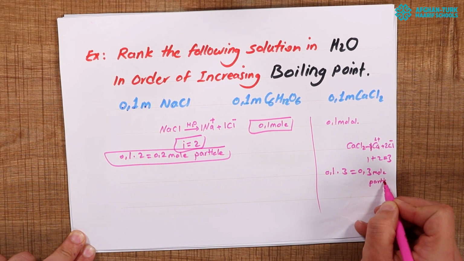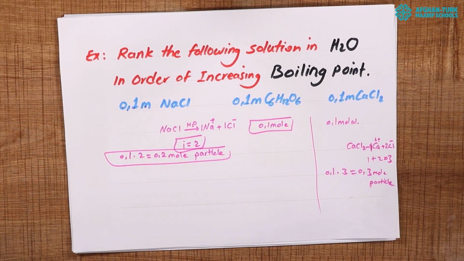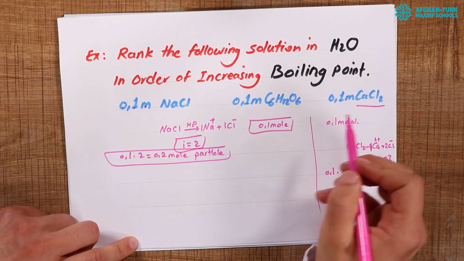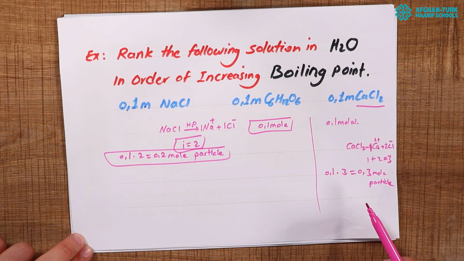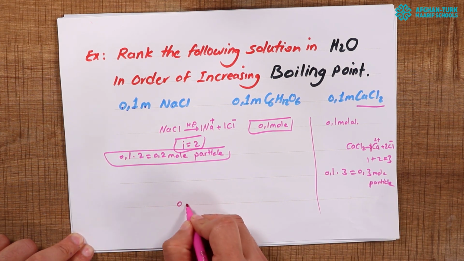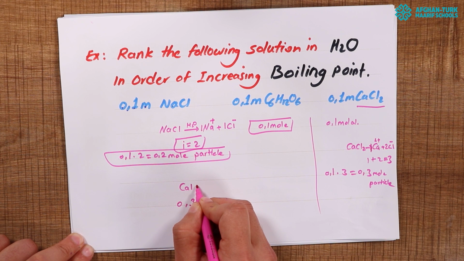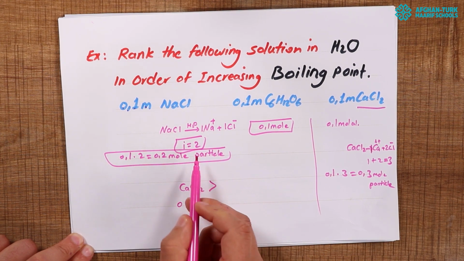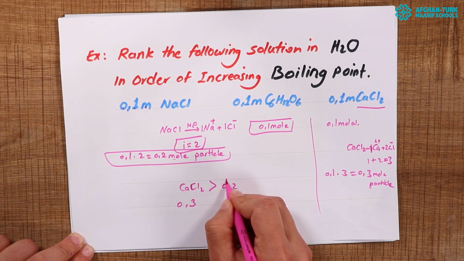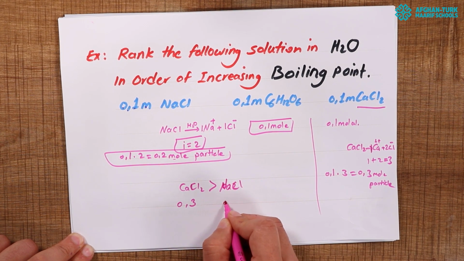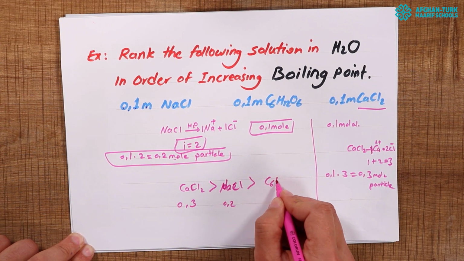As you know, if we have more particles, the boiling point elevates, or increases. Here we are going to rank the solutions according to increasing boiling point. Calcium chloride has 0.3 mole particles, so it has the highest boiling point. Another one is sodium chloride with 0.2. Another one is glucose.